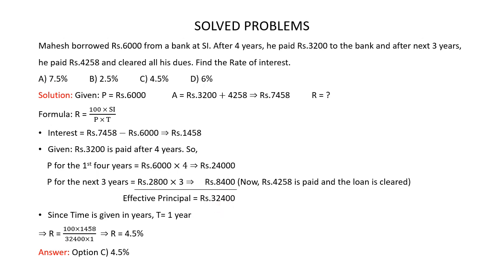Now let's look at the time. As you can see from the question, it's clear that the time is given in years. So we have to take time as 1 year. Now substituting all these values in the formula here, we get R is equal to 100 multiplied by 1,458 divided by 32,400 multiplied by 1. On solving this, we get R is equal to 4.5, which means the rate of interest is 4.5%. The correct answer is option C, 4.5%.